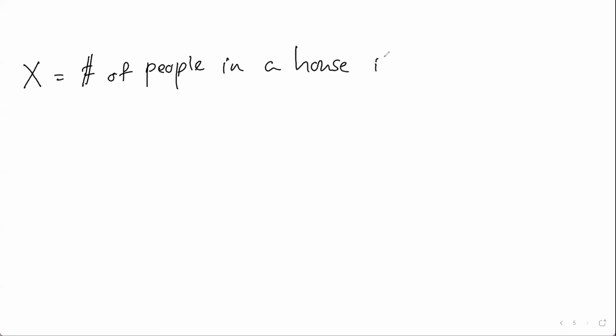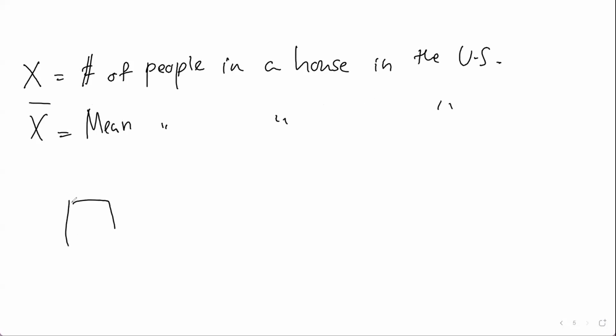So according to the question, x is what? Number of people in a house in the US. What is x bar? Mean number of people in a house in the US. X can vary from house to house.